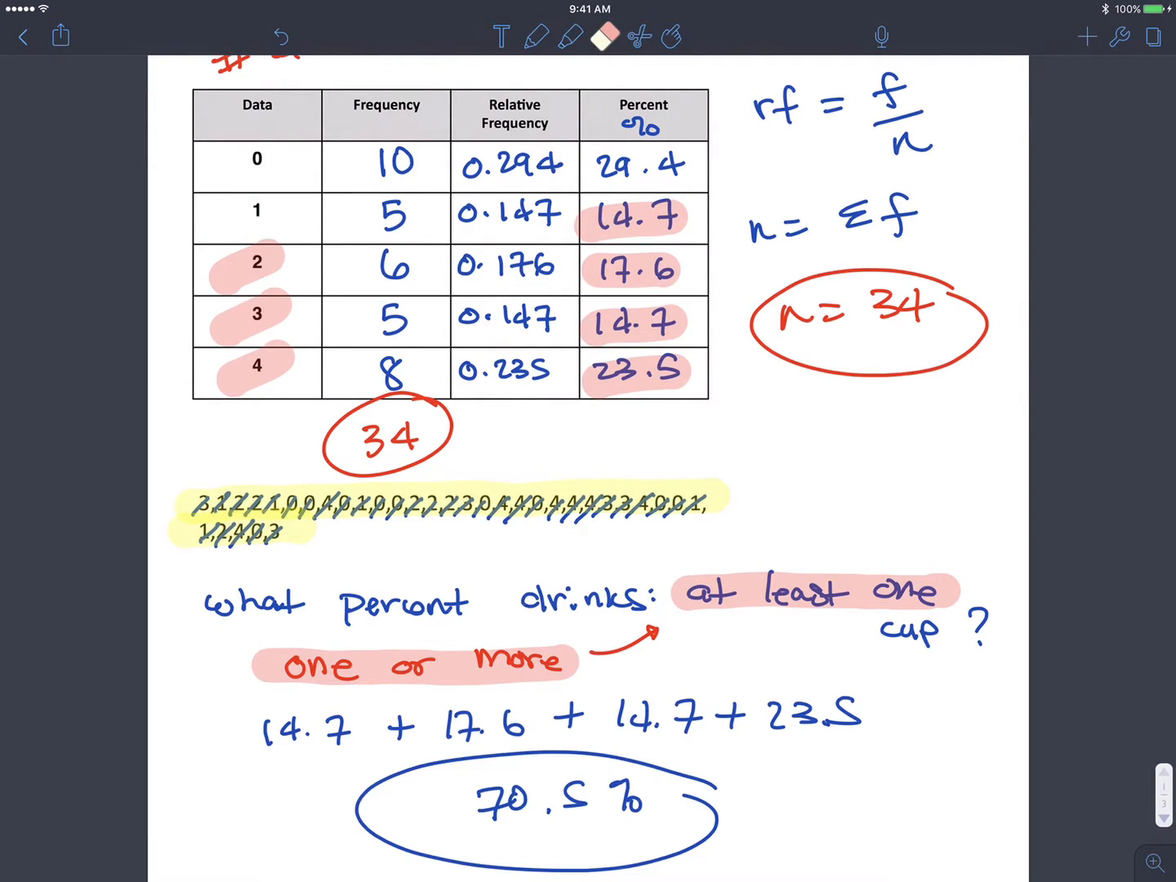So which of these data values are strictly larger? Well, 1 is not larger, 1 is the same. 2 is larger. Okay, 3 is larger, and 4 is larger. So the data values that are larger than 1 are 2, 3, and 4. So what we're going to do now is add those percentages associated with being greater than 1, more than 1, larger than 1. And that's 17.6.